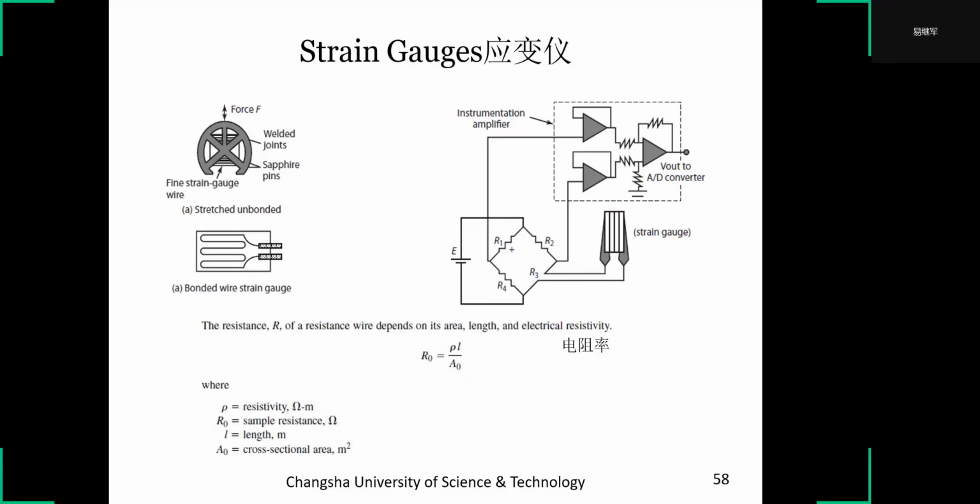This is a strain gauge. Put the strain gauge on this structure. When the force is loaded to this structure, we can get the different resistance.